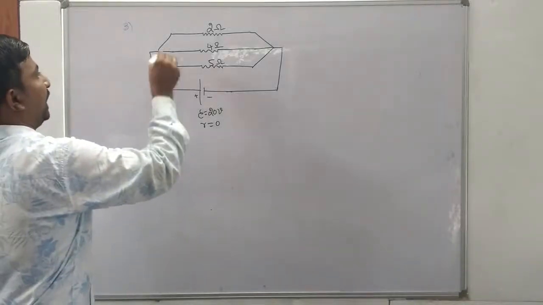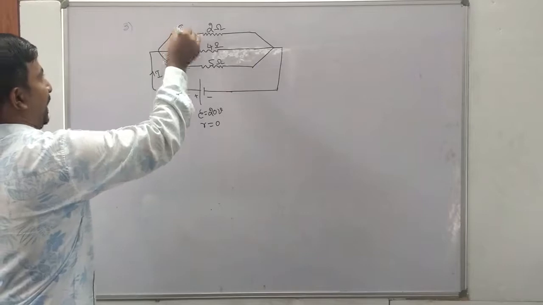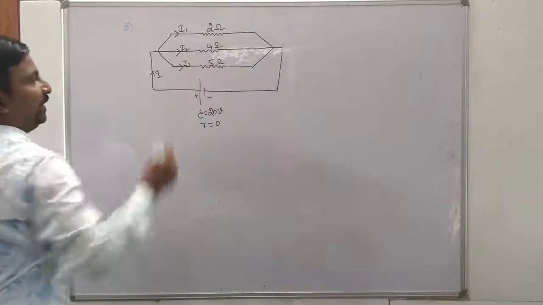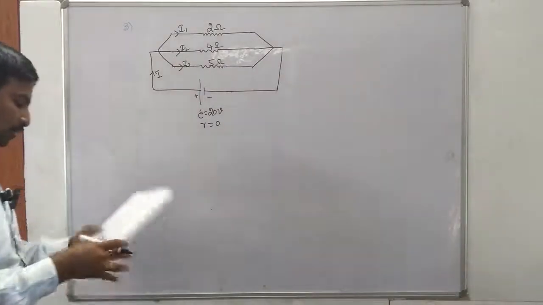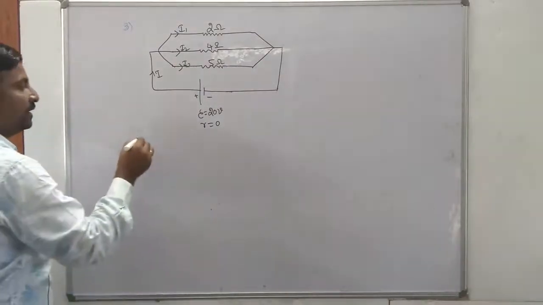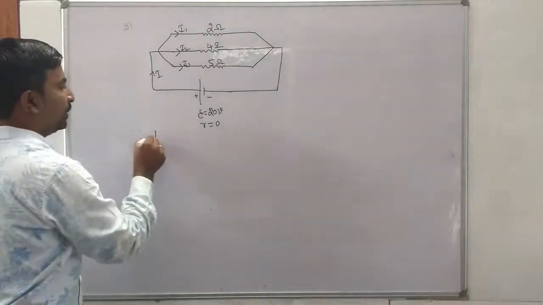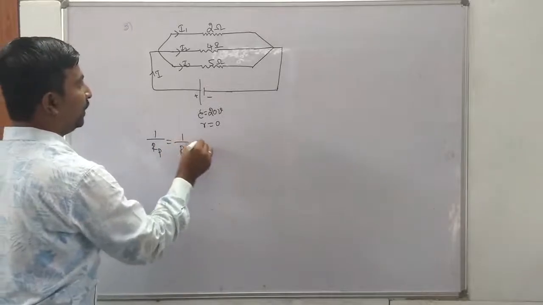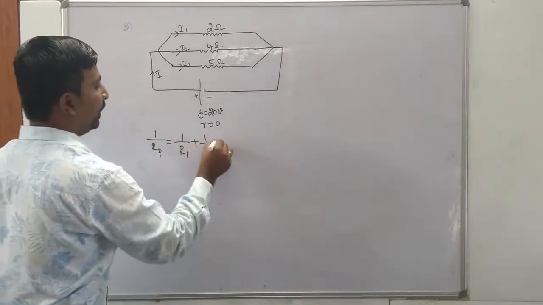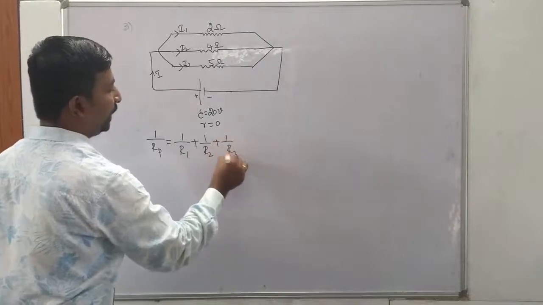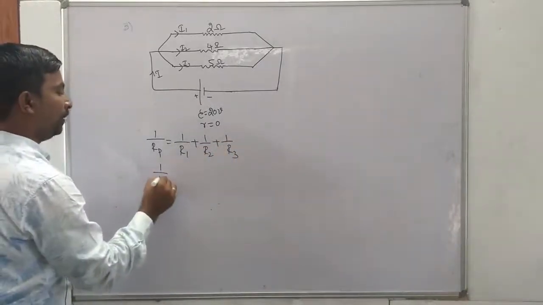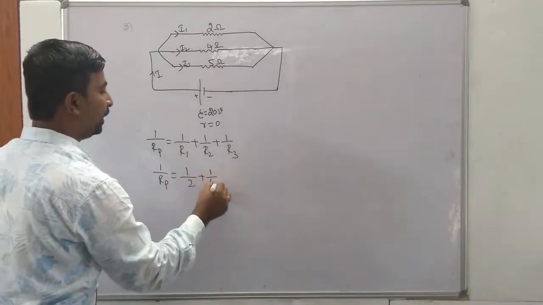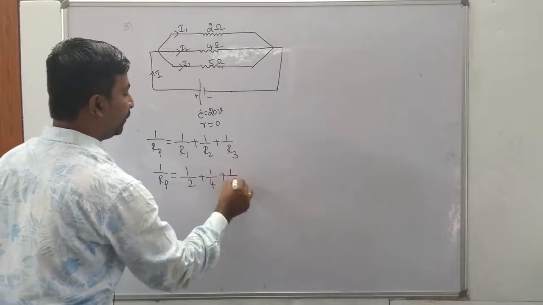So this is I1, I2, I3. So first find the effective resistance of the combination, as they are connected in parallel. So 1 by RP is equal to 1 by R1 plus 1 by R2 plus 1 by R3. So 1 by RP is equal to 1 by 2 plus 1 by 4 plus 1 by 5.